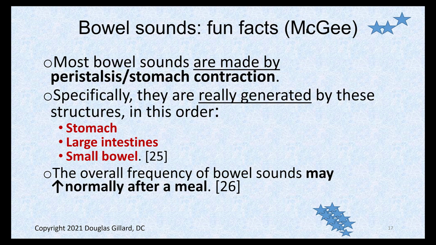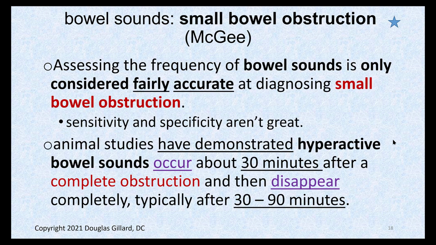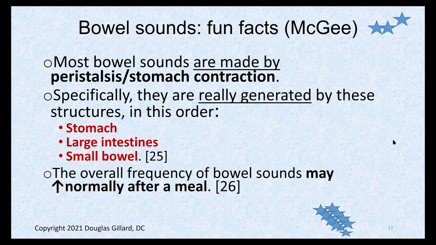All right. He also goes on to say that bowel sounds are made by peristalsis of the intestines and stomach contractions. And in order, based on research, the most common generator of clicks and gurgles is actually the stomach. Even though it sounds like it's coming from the right lower quadrant, it's really the stomach making that noise. Then the large intestines, and the small intestines are last. The overall frequency may change after a meal, so it's recommended that you do this examination not right after someone eats a big meal, or any meal for that matter.